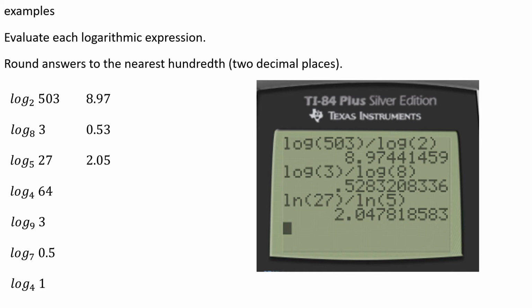Notice this time I did natural log instead of log. Right? It doesn't matter which one I do. I can use either one I want. So sometimes on a calculator you might find one of the buttons is easier to find. So I just did natural log of 27 divided by natural log of 5. And it looks like 2.04, but if I look behind the 4, I see a 7, so, better round off correctly. Same thing with the previous question. See, instead of putting 0.52, I put 0.53, because behind that 2 is an 8.